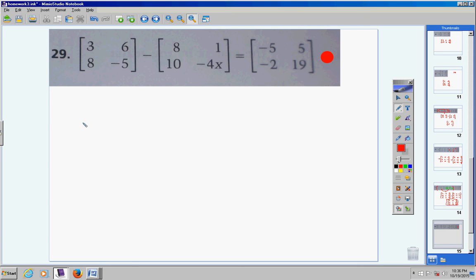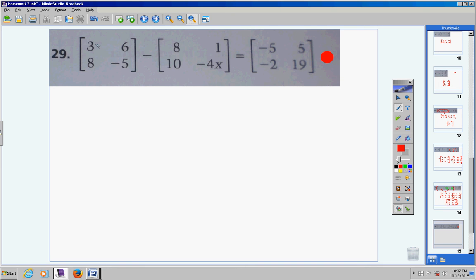Now, in 29, they want us to solve for x. Be really careful here and think this through. Okay, can I show you something here, please, students? Think about this. Watch this carefully. Are you ready? We know if I subtract these 2 matrices here, it's going to equal this, right? Let me say that again. If we subtract these 2 matrices, it's going to equal this.